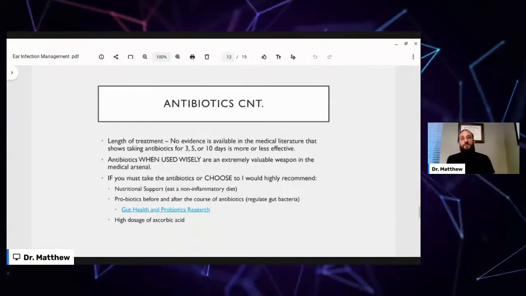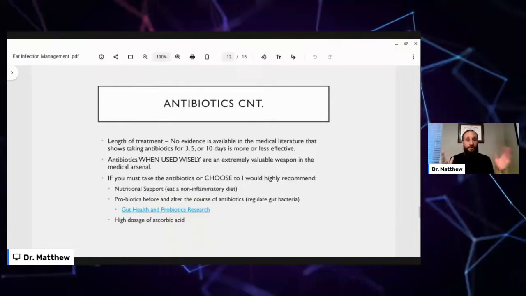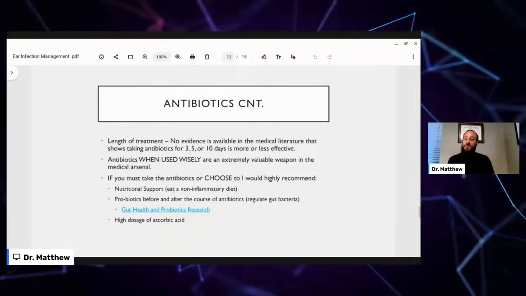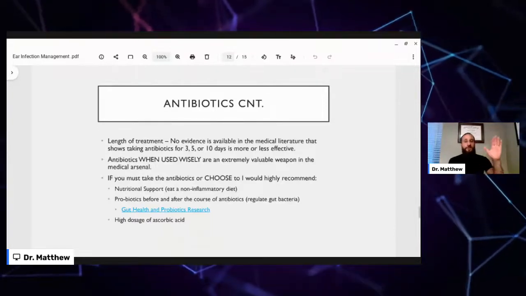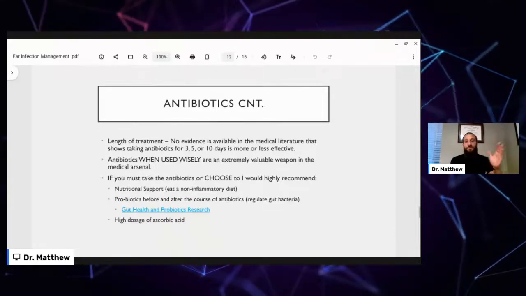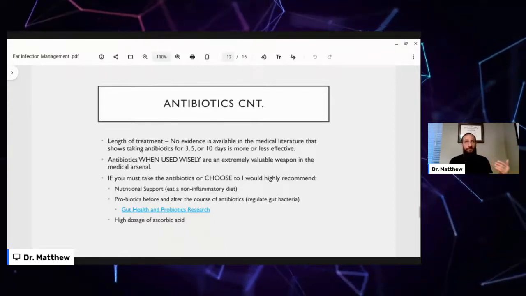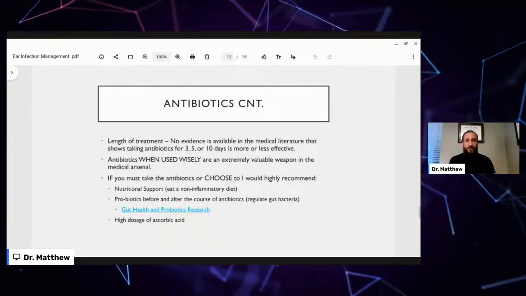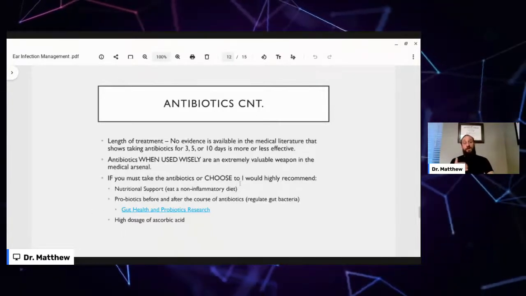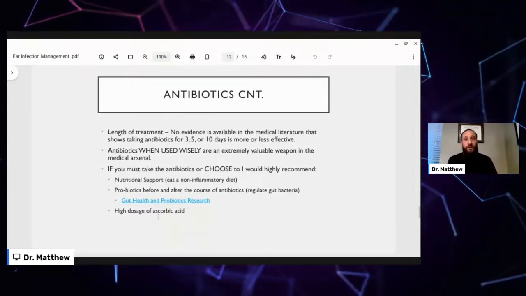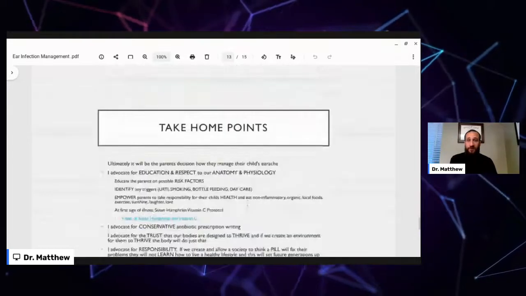When used wisely, antibiotics are a very valuable asset in the medical field. And if you must take an antibiotic, I would say do so with some lifestyle changes. So nutritional support. Start to eat non-inflammatory. Make sure your kids are eating non-inflammatory or not being exposed to a lot of inflammation. And then utilize a probiotic before and after the course of antibiotics to regulate the gut bacteria. And then a high dosage of ascorbic acid could be really beneficial. I think there is a link for that.